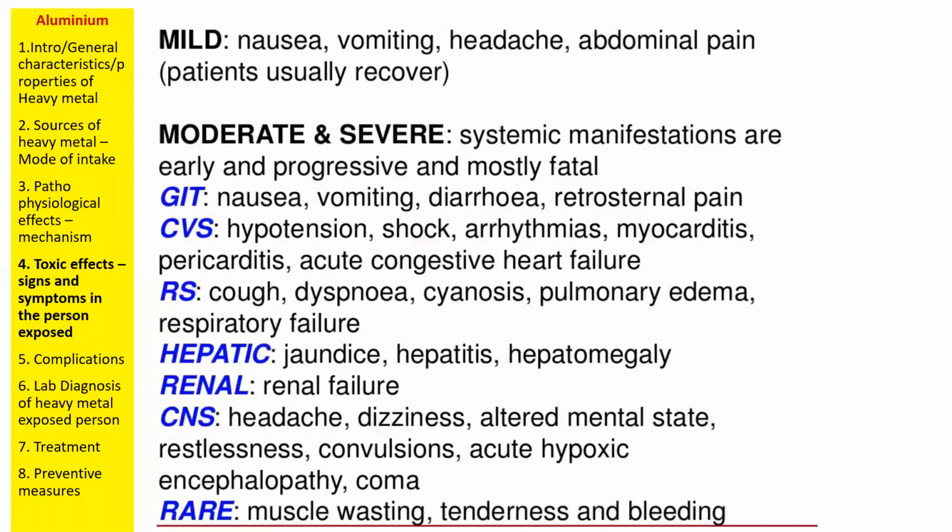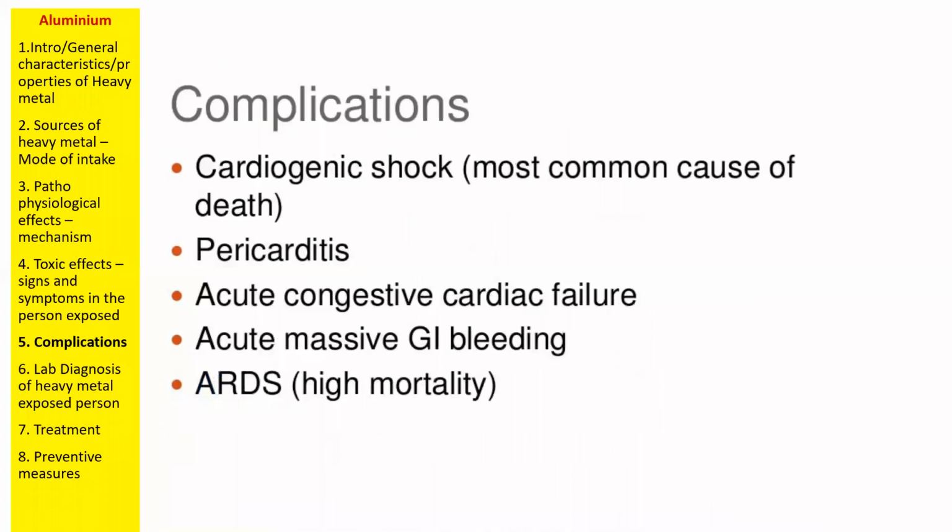And complications include circulatory collapse, so cardiogenic shock, where the heart will stop beating; pericarditis, where the heart membranes will get inflamed; congestive heart failure, where the heart is unable to pump the blood; and acute massive GI bleeding, severe bleeding within the intestine in the abdomen. You know why there is bleeding? The reason for this bleeding is abnormal red blood cells. These abnormal red blood cells will block the blood vessels, and blocked blood vessels will burst and result in bleeding. And it will also induce ARDS.